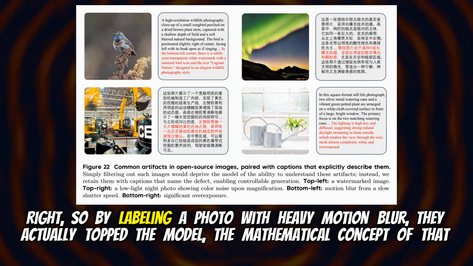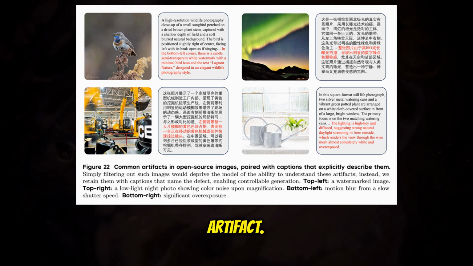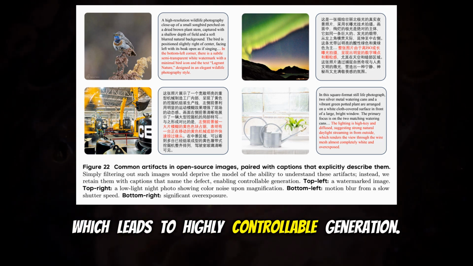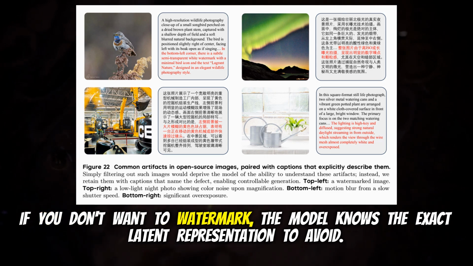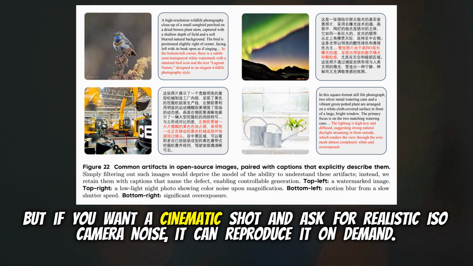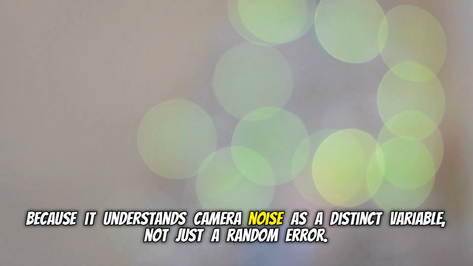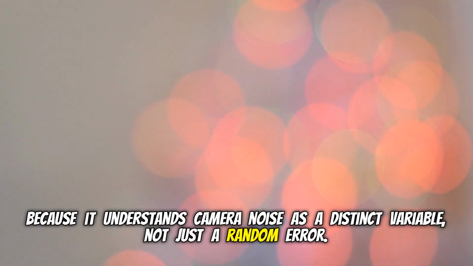Right. So by labeling a photo with heavy motion blur, they actually taught the model the mathematical concept of that artifact. Which leads to highly controllable generation. If you don't want a watermark, the model knows the exact latent representation to avoid. But if you want a cinematic shot and ask for realistic ISO camera noise, it can reproduce it on demand. Because it understands camera noise as a distinct variable, not just a random error.